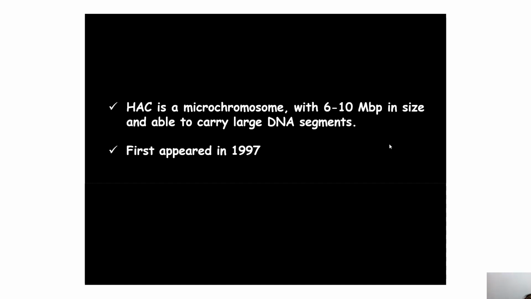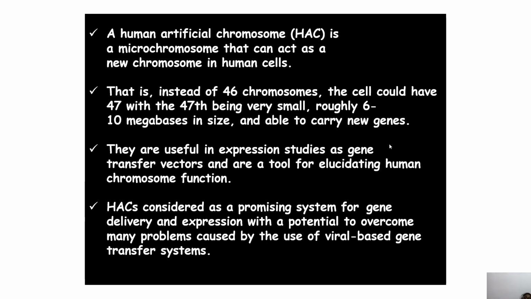HAC is a microchromosome with 6 to 10 megabase pairs in size and able to carry large DNA segments. Now, a human artificial chromosome is a microchromosome that can act as a new chromosome in human cells. Instead of 46 chromosomes, the cell could have 47, with the 47th being very small, roughly 6 to 10 megabases in size, and able to carry new genes. So, they are useful in expression studies as gene transfer vectors and are a tool for elucidating human chromosome function.